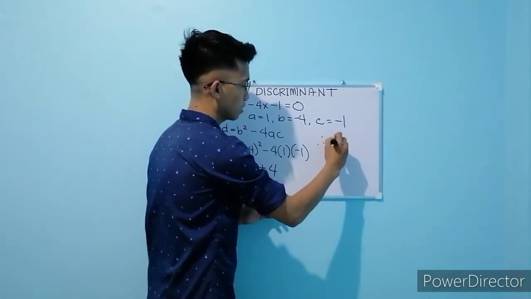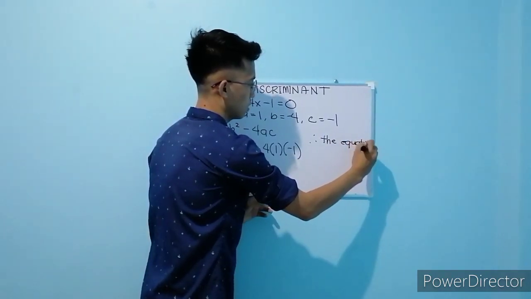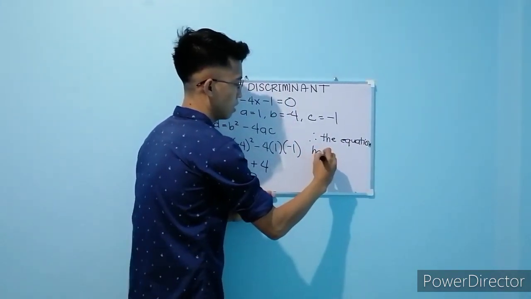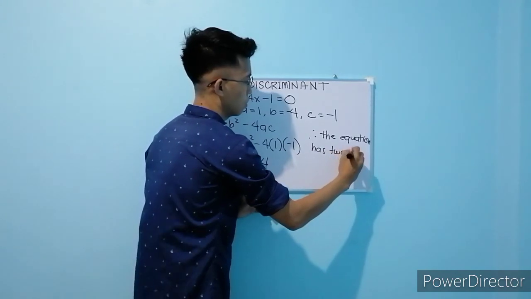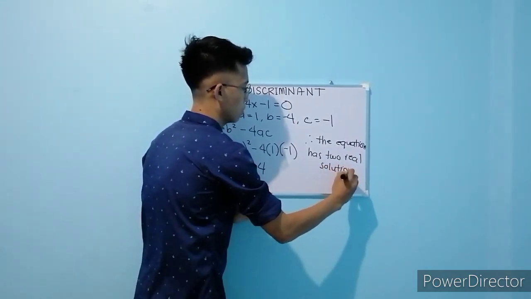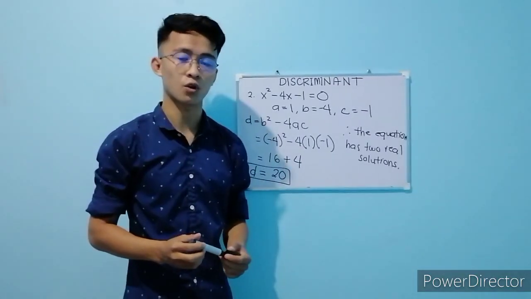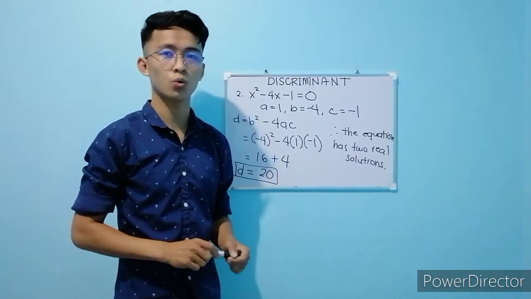Since the value of the discriminant is positive, we can conclude that this equation has two real solutions. To check, you can try it using the quadratic formula to see if you can really get two real solutions.